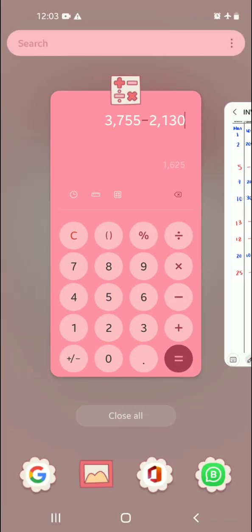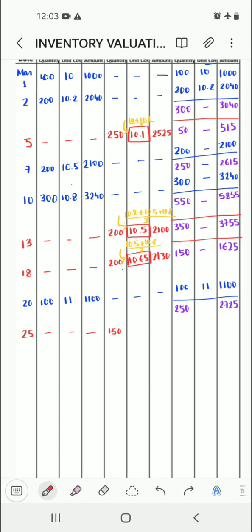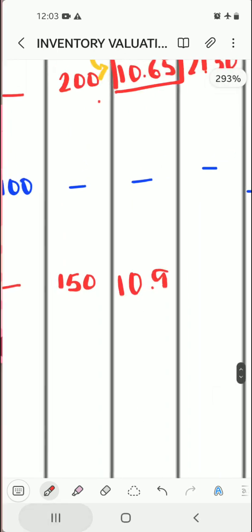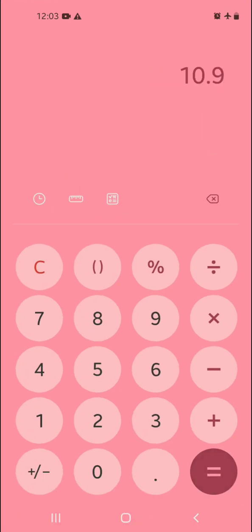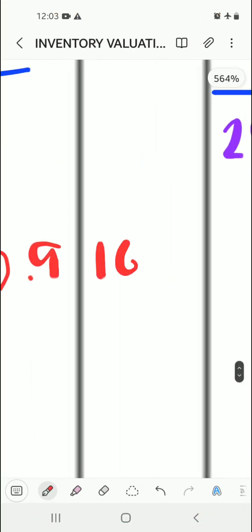We'll find the average. 10.8 plus 11, that is 21.8, divided by 2. It is 10.9, so we're going to write it over here. 10.9. Now this 10.9 into 150, so 10.9 into 150 amounts to 1635. We are going to write it here. 1635.